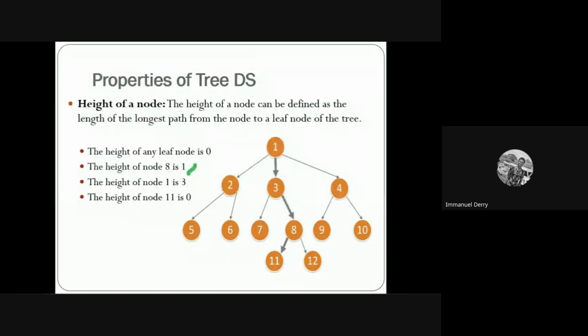The height of any leaf node is 0. The height of leaf 8 is 1. The height of node 1 is 3. And the height of node 11 is 0.